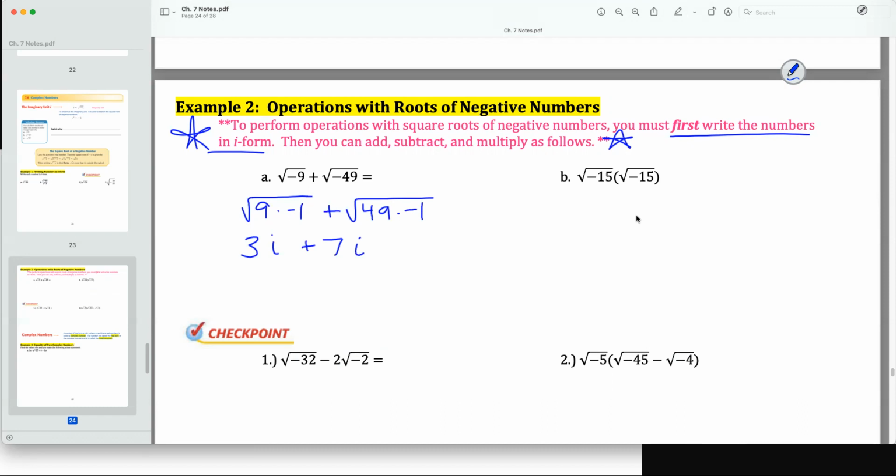Once you put it into imaginary number form, then you can add them together. So the i's act like regular variables. You have 3i plus 7i, you have 10i. So you still follow the same process as before.